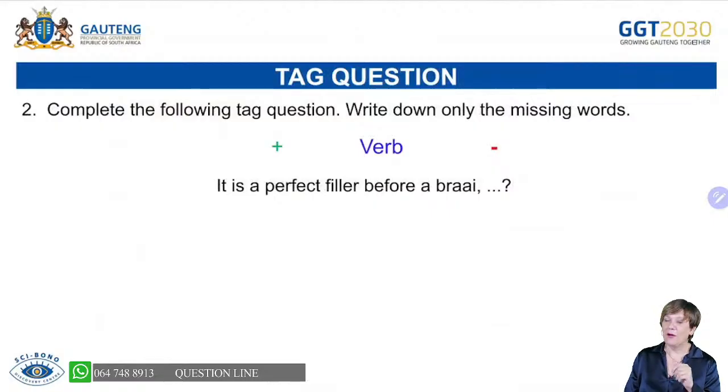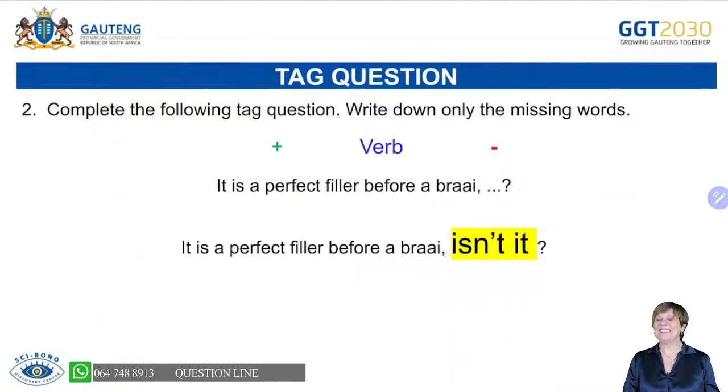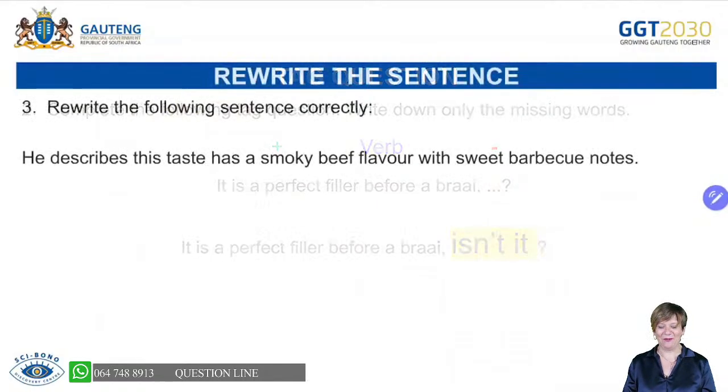Remember what I said? Find your verb. Is it positive or negative? In this case, it's positive. So our tag has to be negative. And isn't it? Make sure I'm able to see that apostrophe there. I'm sure you're doing brilliantly here. Well done.